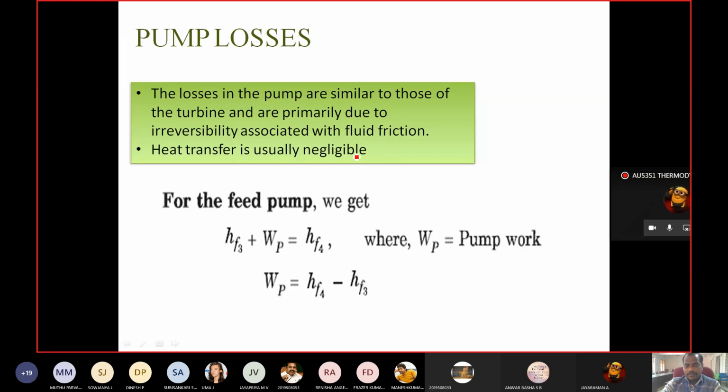So for the feed pump, we have the equation as hf3 plus Wp equals hf4. Here also we have a saturated liquid, so we don't have the hfg part, so we can take only hf, right? Then the pump work can be calculated with the equation hf4 minus hf3. So these are the order of the components.